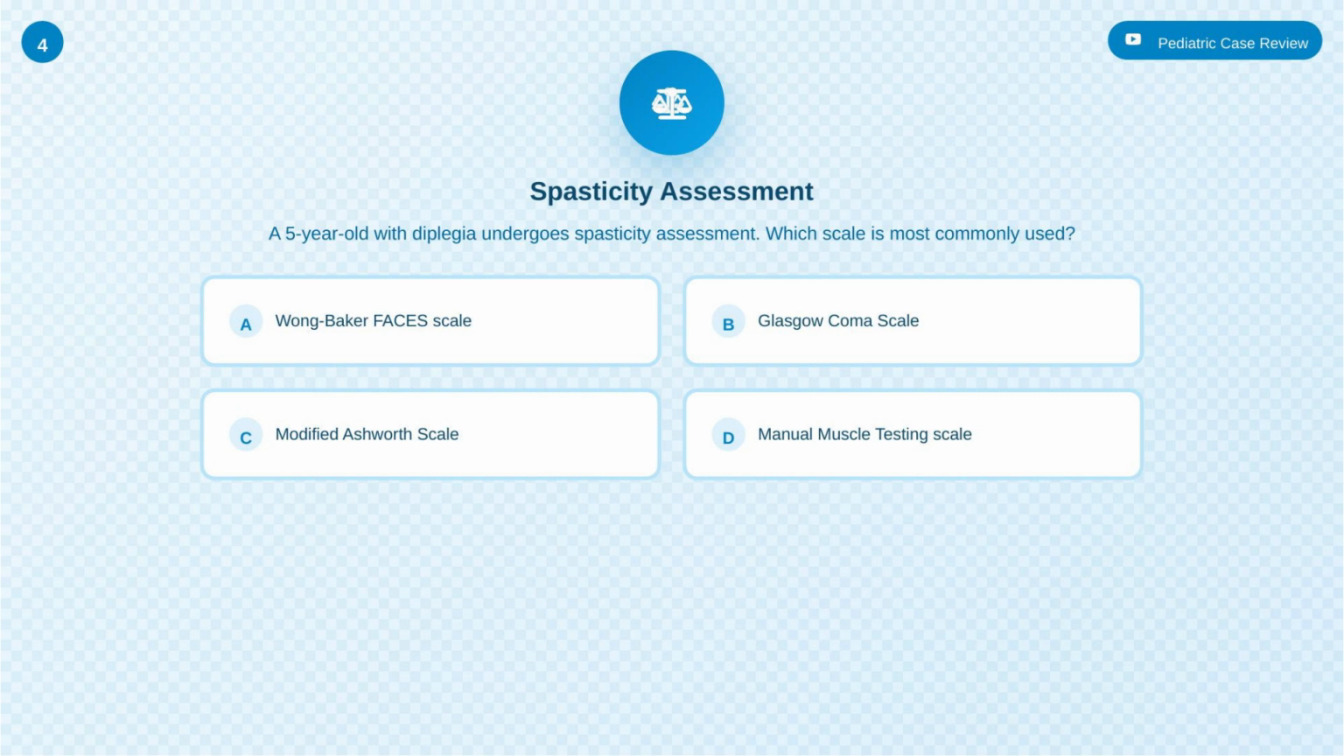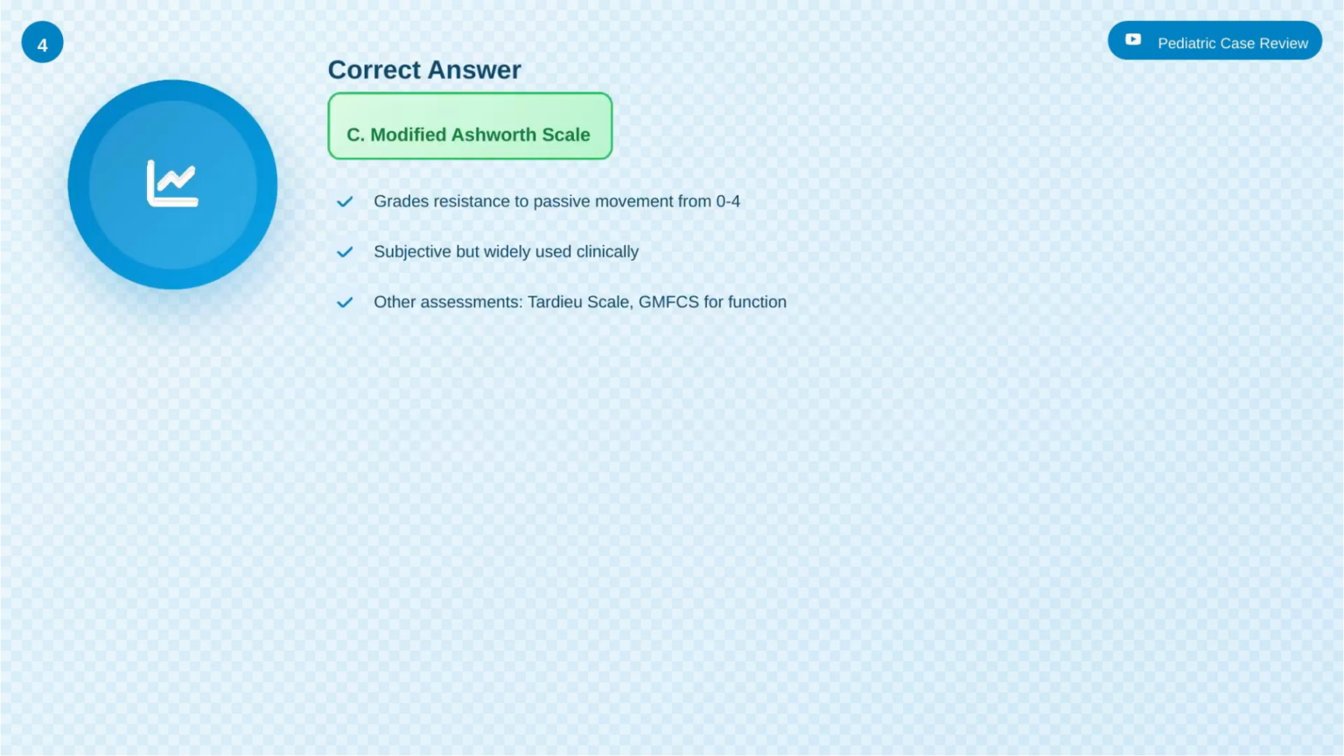A 5-year-old with diplegia undergoes spasticity assessment. Which scale is most commonly used? A. Wong-Baker Faces scale. B. Glasgow Coma scale. C. Modified Ashworth scale. D. Manual muscle testing scale. The correct answer is C.